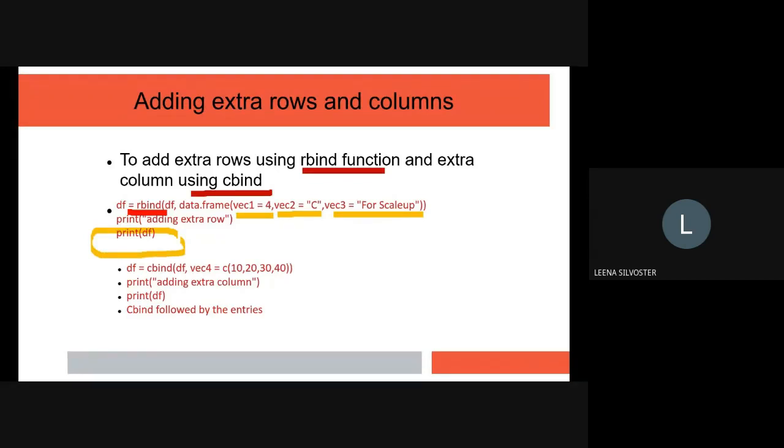After adding this row, we are printing it. Then to illustrate the cbind function, we are adding an extra column vector. Actually, it is a numeric vector added to this data frame df, and after that we print the data frame. The syntax is cbind followed by entries. To add extra rows, use the rbind function, and to add extra columns, use cbind.